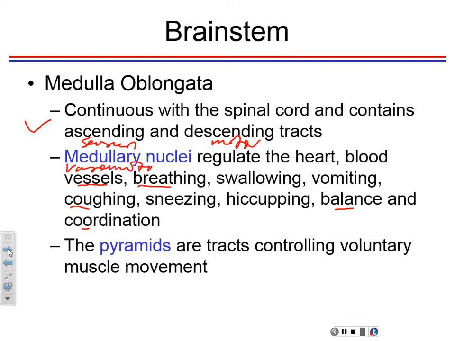Vasomotor has to do with control of the smooth muscle in the blood vessels, which regulates the size of the blood vessels, and therefore the blood pressure. At the bottom there are pyramids, because it kind of tapers like that. And then from here onwards is the spinal cord.